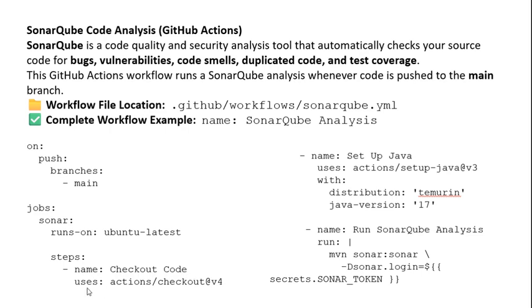- name: Checkout code, uses: actions/checkout@v4, and - name: Setup Java, uses: actions/setup-java@v3, with: distribution: 'temurin', java-version: '17', and another is - name: Run SonarQube analysis, run: | mvn sonar:sonar \ -Dsonar.login=${{ secrets.SONAR_TOKEN }}.